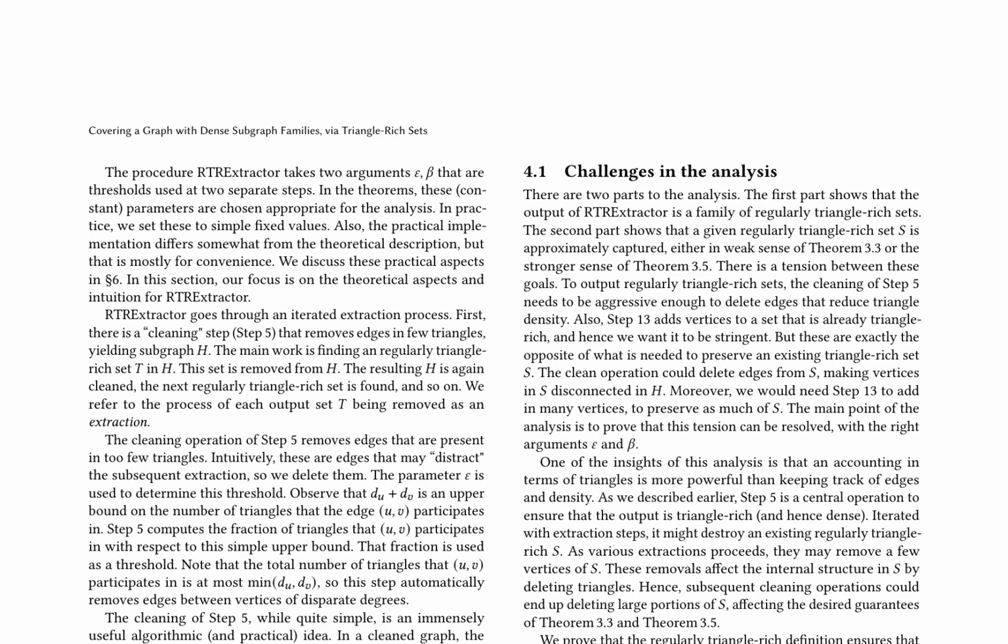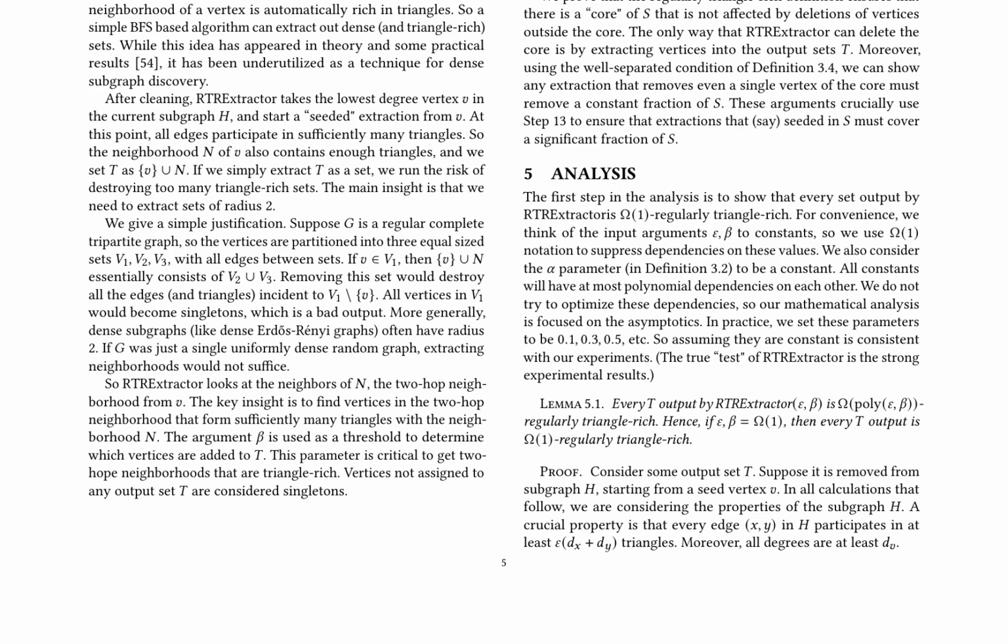The analysis of the RTR extractor begins with 2 parts. First, it shows that the output of RTR extractor is omega-1 regularly triangular. This is achieved by proving that the cleaning operation in step 5 removes edges that reduce triangle density, and that the degrees in the output set S are within constant factors of each other.